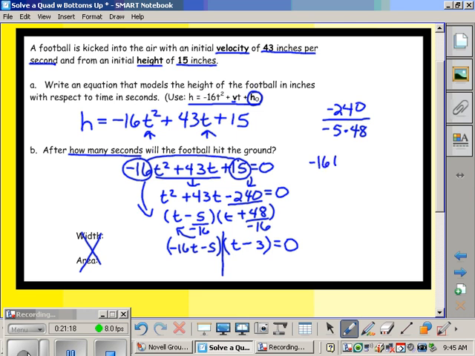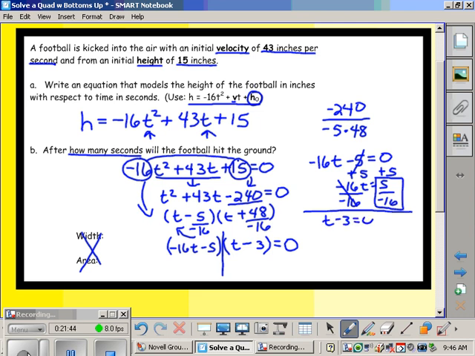So we have negative 16t minus 5 equals 0. And if we solve this one, we will get negative 5/16. So let me go ahead right now and box that. We'll talk about that in a second. Then we have t minus 3 equals 0. And if we solve that, t equals 3.